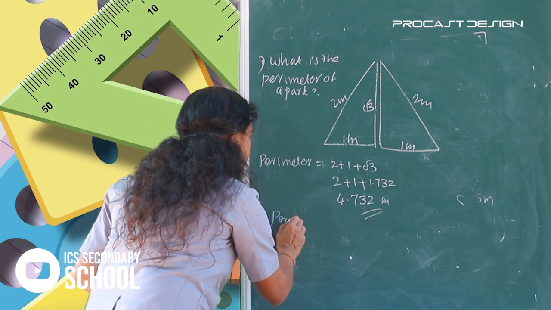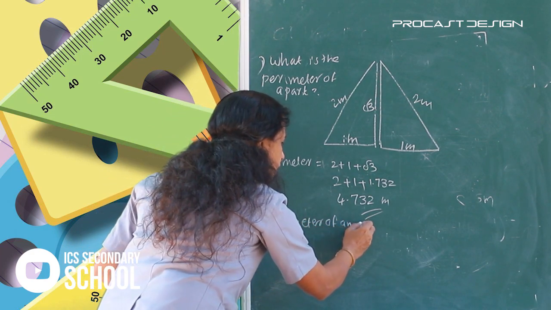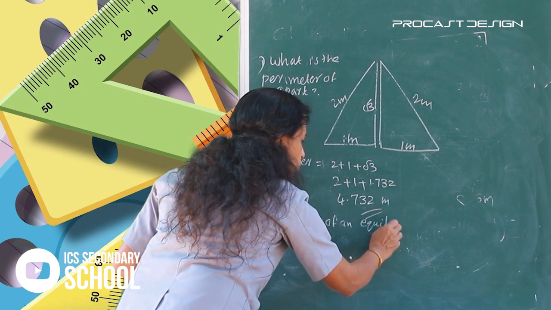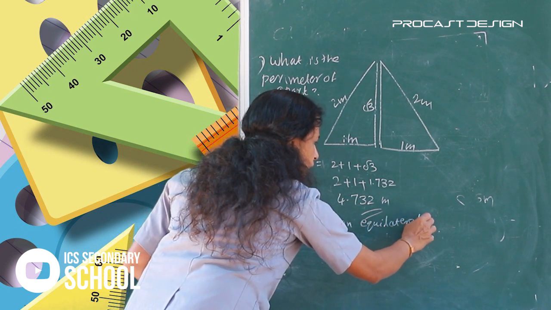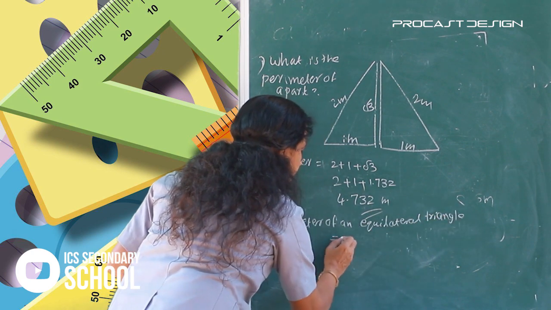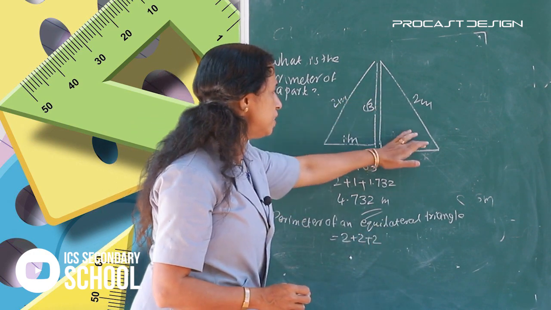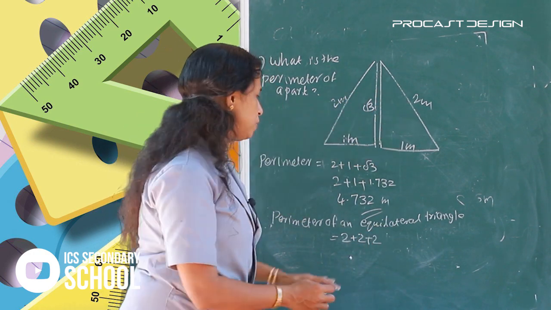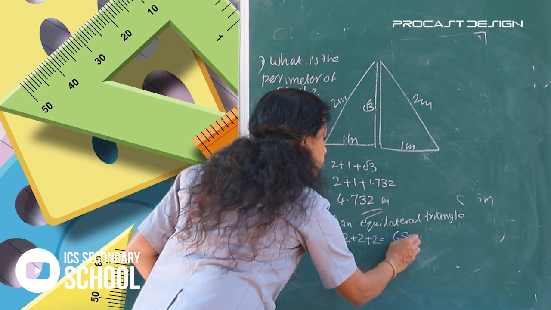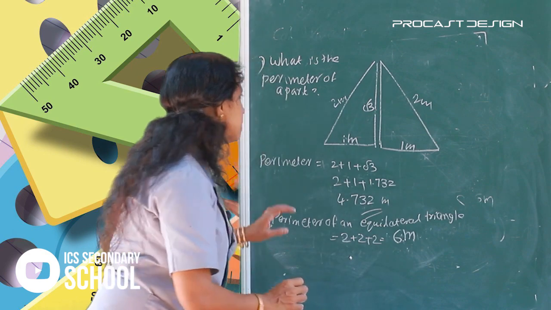The perimeter of the whole equilateral triangle is equal to 2 plus 2 plus 2. Here, these 3 sides are the same, 2 plus 2 plus 2 is equal to 6 meter. The perimeter of the equilateral triangle is equal to 6 meter.